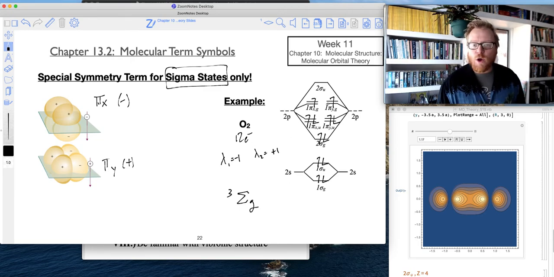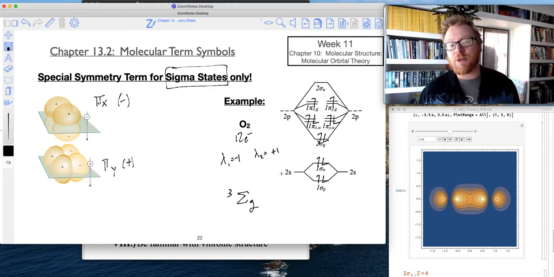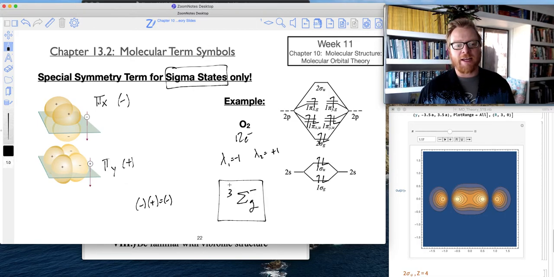And then also, what about my symmetry operation? Okay, well, I've got 1 electron in the X, which is a negative. I've got 1 electron in the Y, which is a positive. And a negative times a positive gives me a negative. So the O2 ground state molecular term symbol is the triplet sigma g minus.